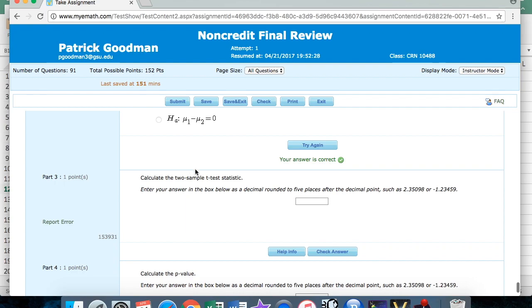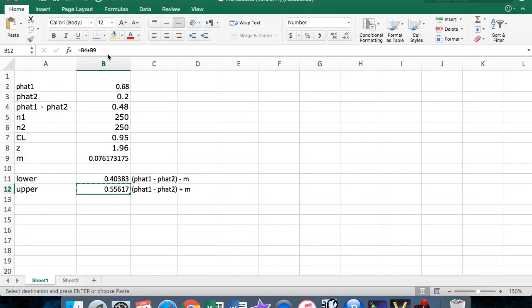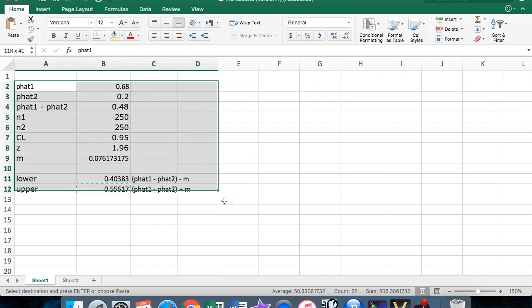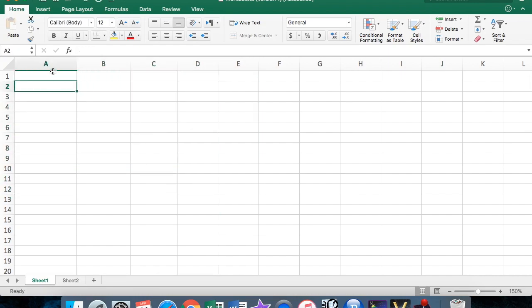Okay, so calculate the two-sample t-test statistic. Let's throw in all of our values here. We don't need this anymore. So first things first, I need my hypotheses. My H sub 0 is mu1 minus mu2 is equal to 0. Then my alternate hypothesis, this is the stuff we did last time, so you should be okay with this, is mu1 minus mu2 not equal to 0.